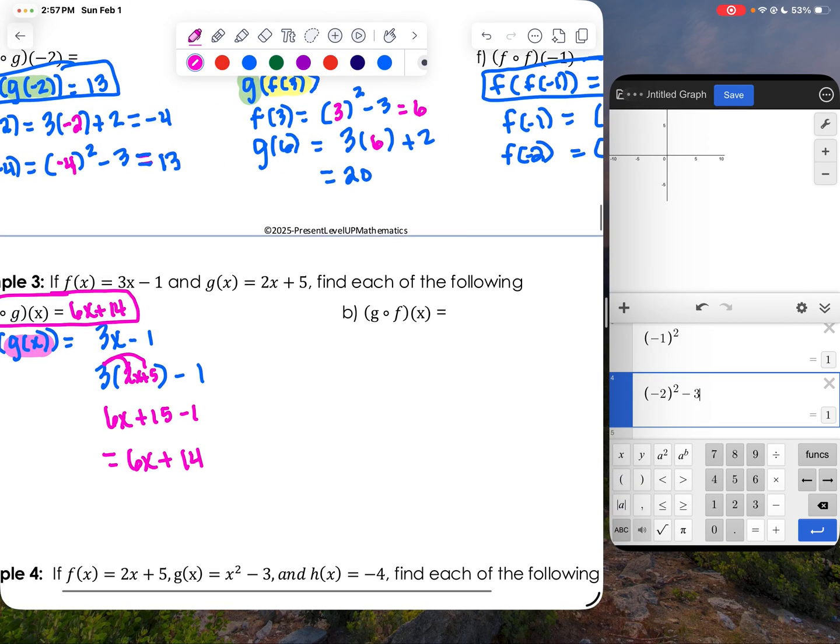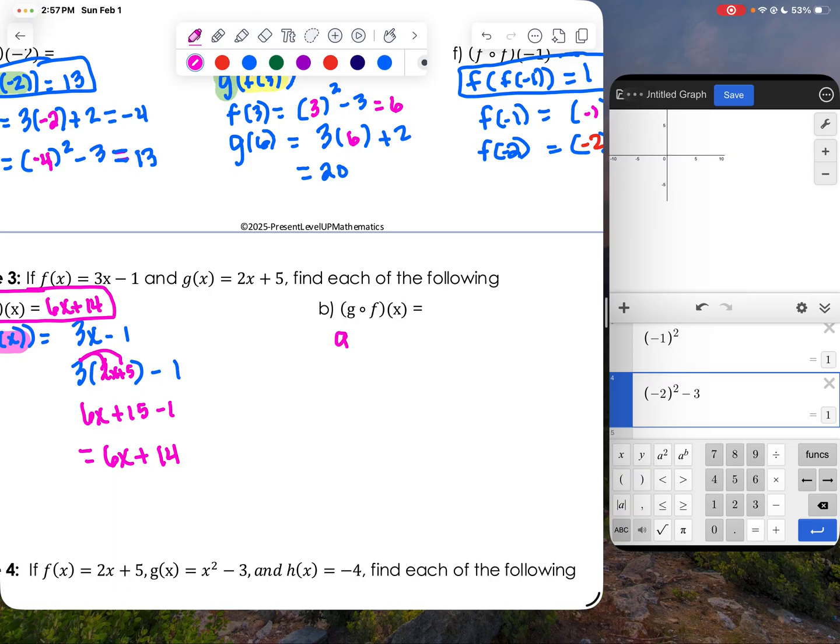All right. Problem B. We are finding g of f of x. So on this problem, it's the g that's on the outside of the parentheses. So we're going to write down the g function, which is 2x plus 5. Then replace the x with parentheses. And then you're going to look back at your original problem. And this will tell you what to plug into the parentheses. It says to plug in f of x into the parentheses.